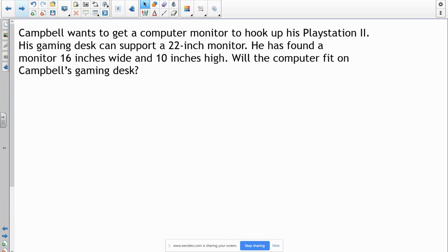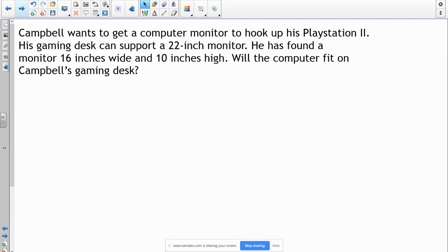Campbell wants to get a computer monitor to hook up his PlayStation 2. His gaming desk can support a 22-inch monitor. He has found a monitor that's 16 inches wide and 10 inches tall. Will the computer fit on Campbell's gaming desk?